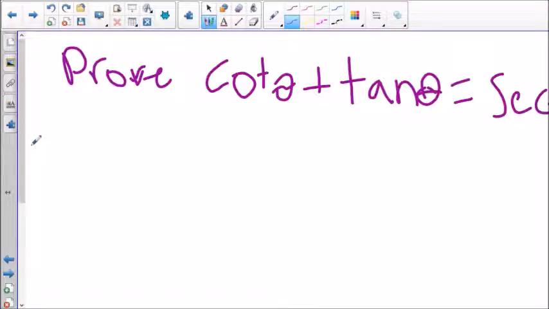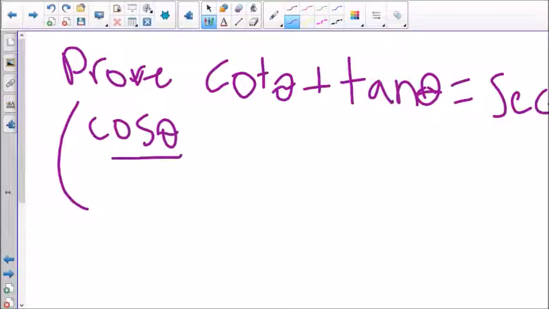So the first step, like in the previous problem, would be to change everything into sines and cosines. I'll put this in parentheses because it makes it easier to understand what's grouped with what. Cotangent theta, if you remember from earlier, using the ratio identity, would equal cosine theta over sine theta.